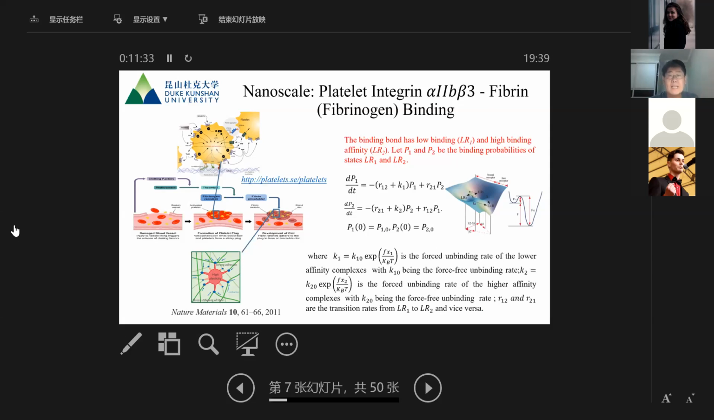Okay, so in order to understand the mechanical stability of these two types of alpha-2b beta-3 complex, we introduce a dynamics model. It's very simple, just a two-ODE model. According to the literature, biologists think that the alpha-2b beta-3 complex has two binding states. One is called the lower affinity state, where the binding between the platelets or between the platelet and the fiber network is weak, but easy to form. And there is another state called the high binding affinity state, where the binding is strong, but hard to form.